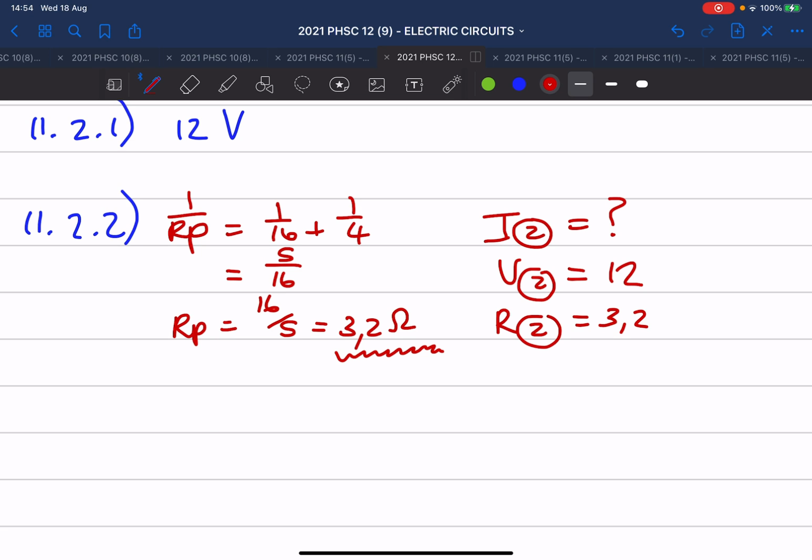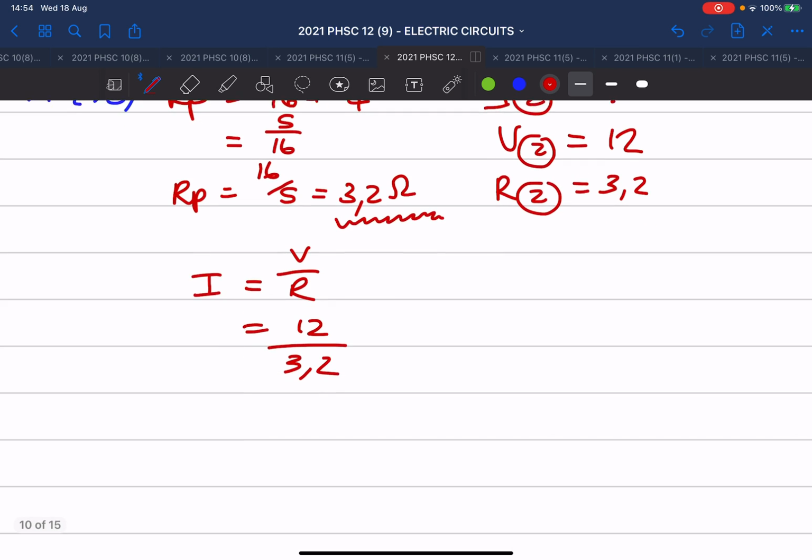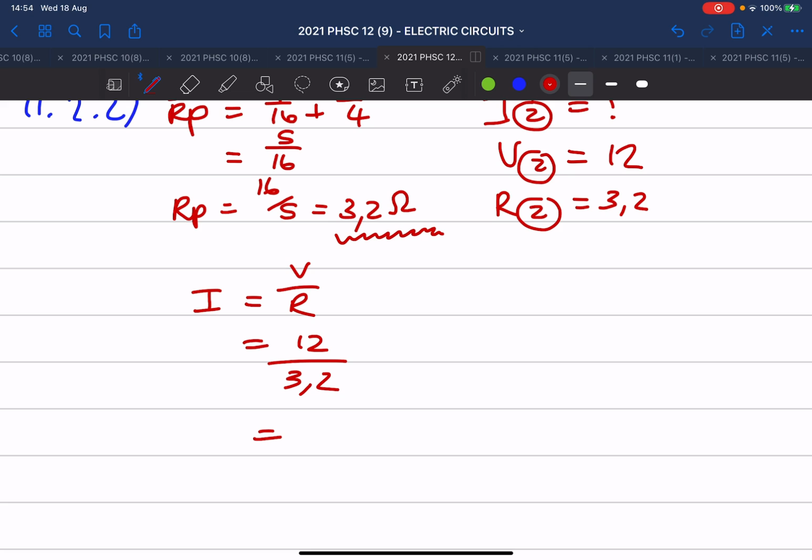So I can go calculate the current. It is volts over resistance. It's 12 divided by 3.2 and you get 3.75 amperes.